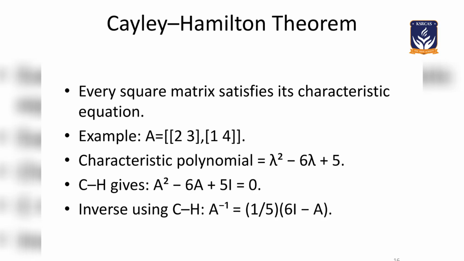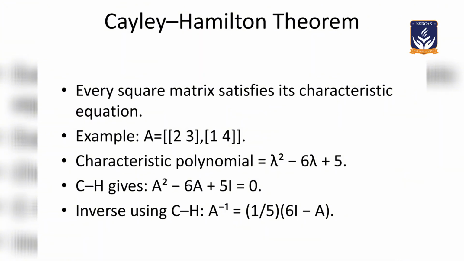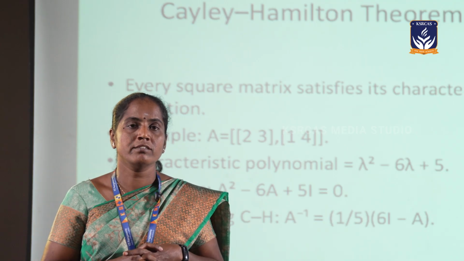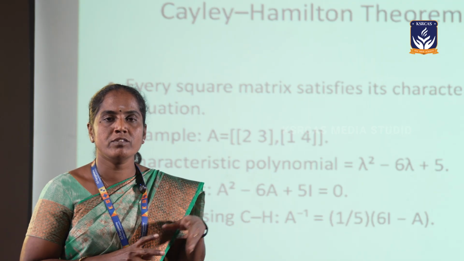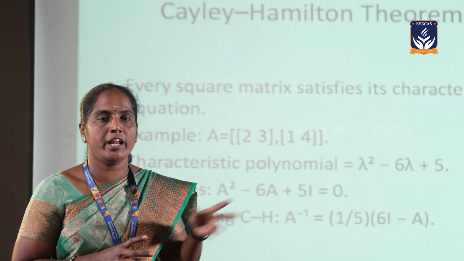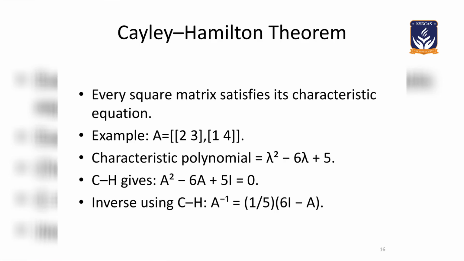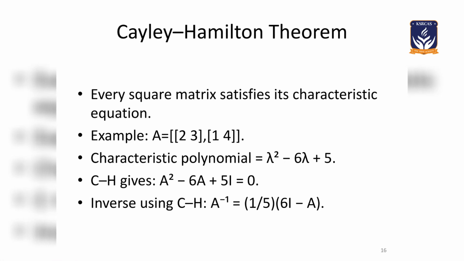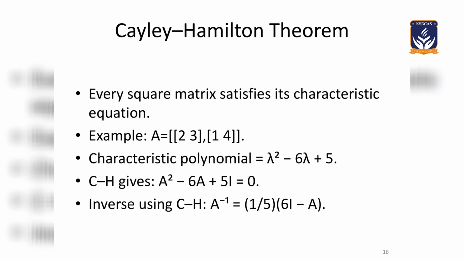Consider one 3 by 3 matrix. First we find the characteristic equation. What is the definition of the characteristic equation? It is determinant of A minus lambda I equal to 0. First we find the determinant value. Next we get an equation in lambda cube. Taking a 2 by 2 matrix, we get the characteristic equation lambda square minus 6 lambda plus 5.